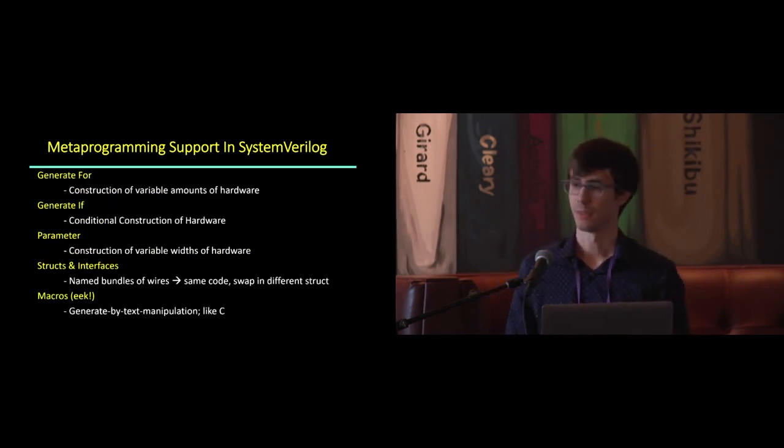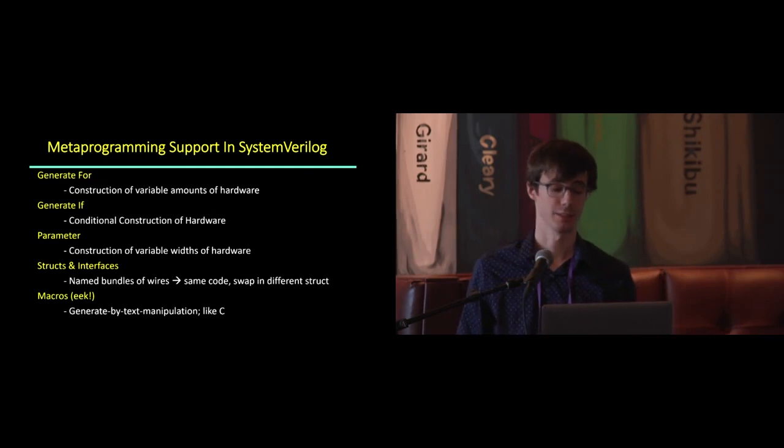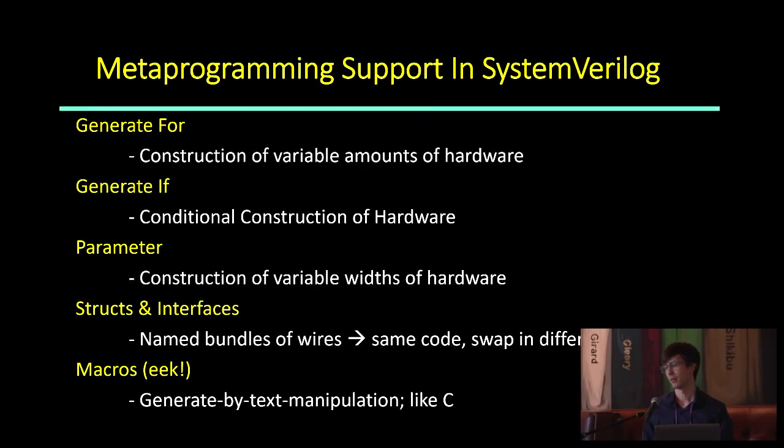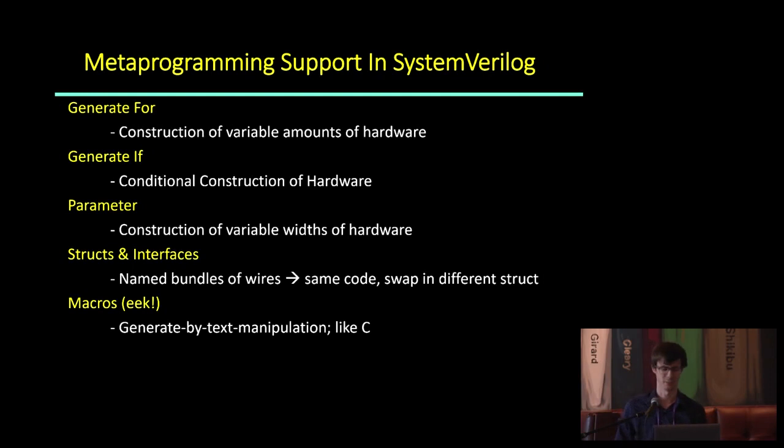So SystemVerilog provides generate fors, generate ifs. These are your bread and butter for metaprogramming. Parameters allow you to do things like customize the widths of hardware, but also let you do a lot more crazy tricks that people don't usually think about. And structs and interfaces are great abstractions for bundling wires together. This is how you avoid the classic Verilog module with thousands of lines just for the port declarations.